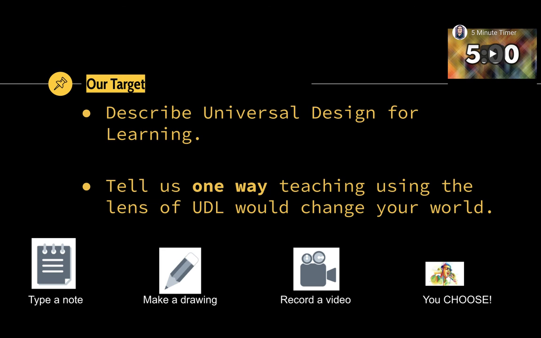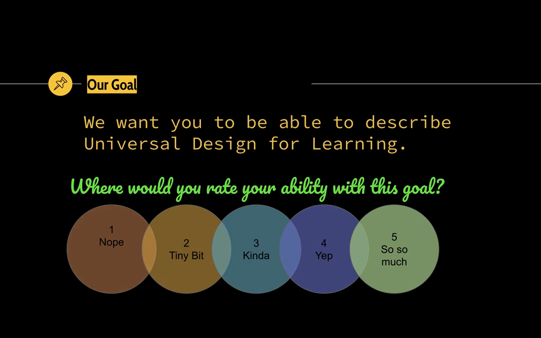And that is it. So our original goal was to describe universal design for learning. Obviously, we're not in a situation where you're in front of me and we can talk through this, but you could think of one way that teaching using the lens of UDL would change your world. And if you would, you don't have to actually do this, but if I were to ask a group of people to do this, I would then kind of show what we're or live what we're showing by saying you don't have to just say it out loud. You can make a drawing, you can type a note, you can record a video, you could do anything you choose as long as you are being able to describe universal design for learning in some way.